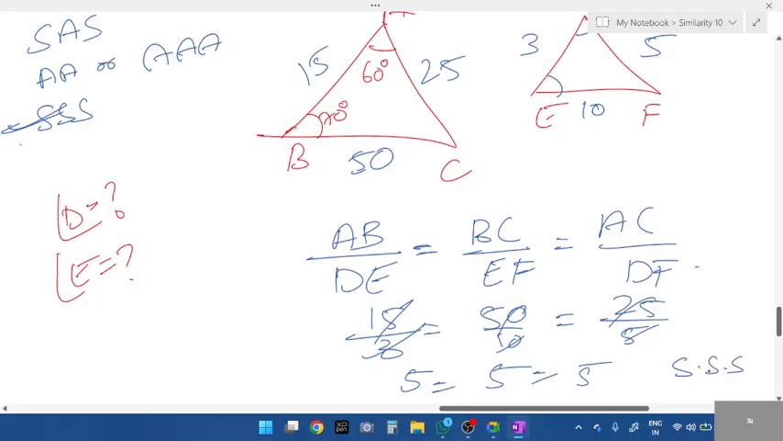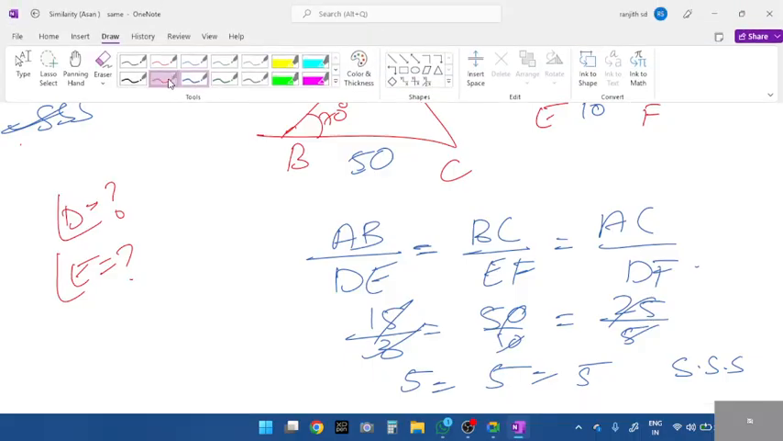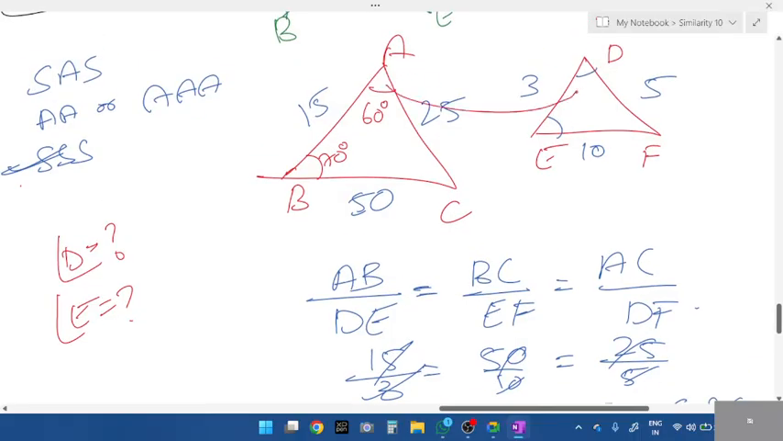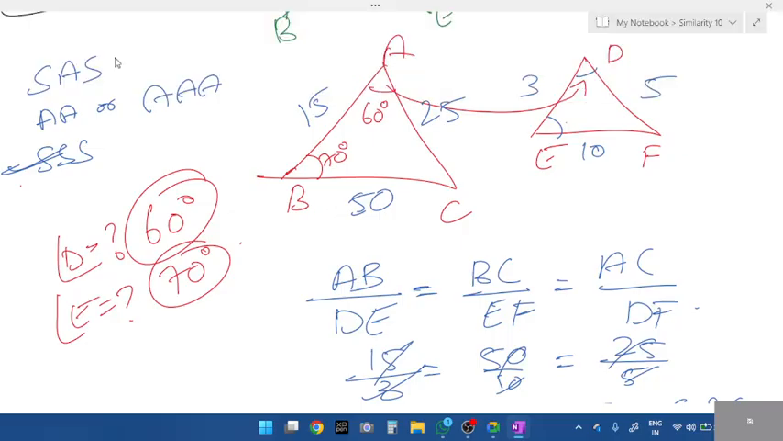Therefore, does it satisfy side, side, side proportionality? Yes. Which means all three sides are equal, students. I mean, sides are not equal, they are proportional. If they are proportional, what about angles? The corresponding angles should be same. If angle A is 60 degrees, angle D is also 60. Corresponding. If angle B is 70, angle E is 70. Is it clear? All of you understood this?